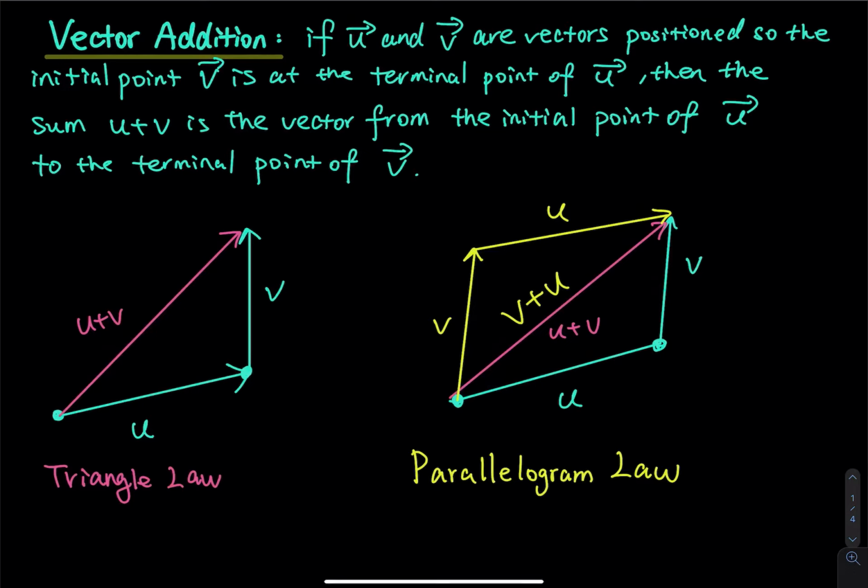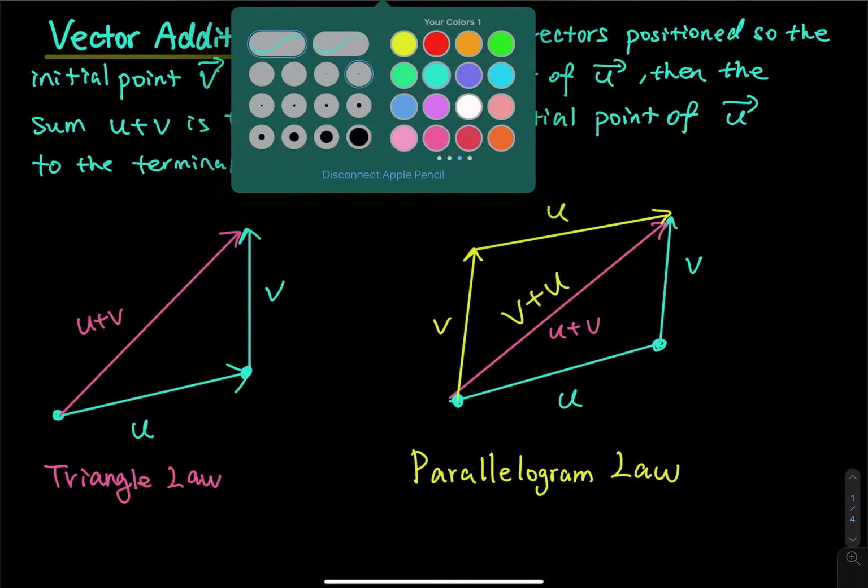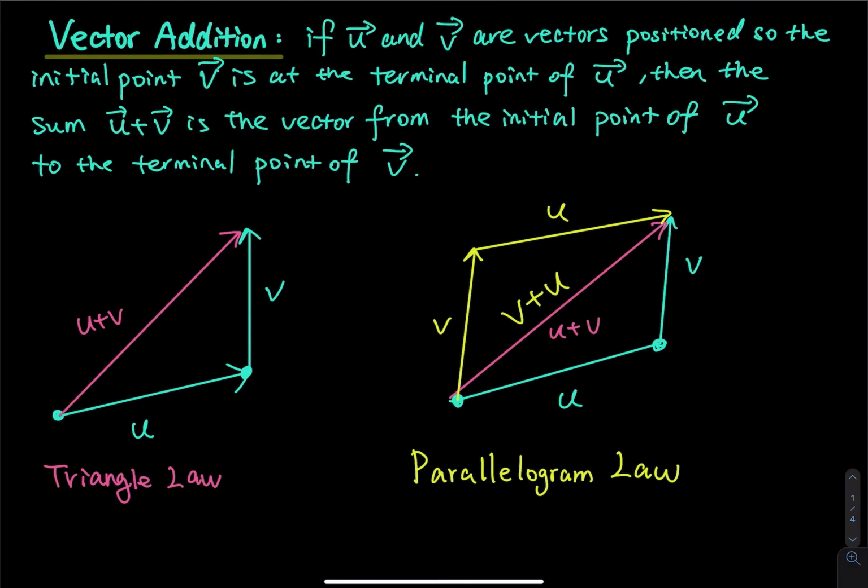All right, back to this addition problem. If vector u and vector v are vectors positioned so the initial point of v is at the terminal point of u, then the sum u plus v is the vector from the initial point of u to the terminal point of v. So here for the vectors u and v, I can also put an arrow like that. When you add those two vectors, we have two laws. The first one is the triangle law.